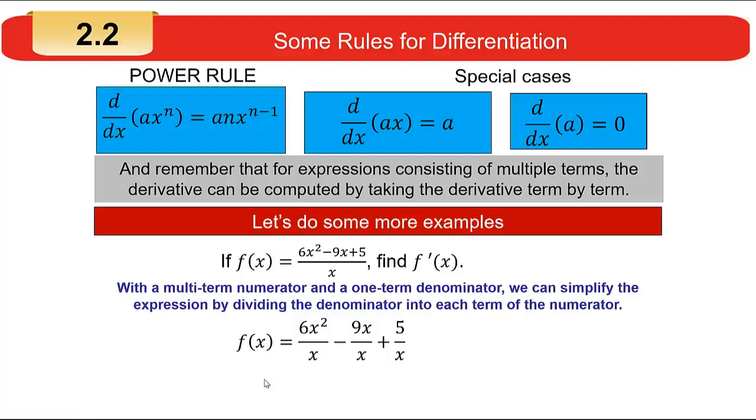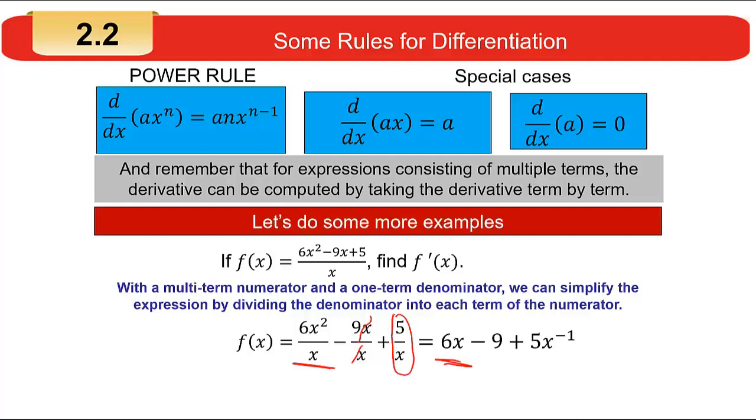So you can take the x and divide it into the 6x squared. You can take the x and divide it into the 9x, and you can take the x and divide it into the 5. And then simplify it. X goes into x squared and leaves x, so you've got 6x in the first term, going from here to here. And then when the x's cancel out in the second term, you just get minus 9, and then you just want to rewrite 5 over x as 5x to the minus 1.